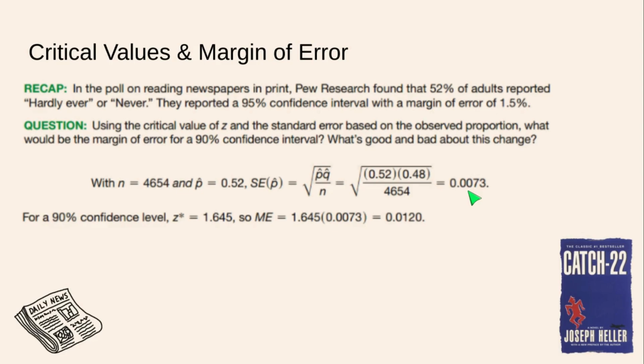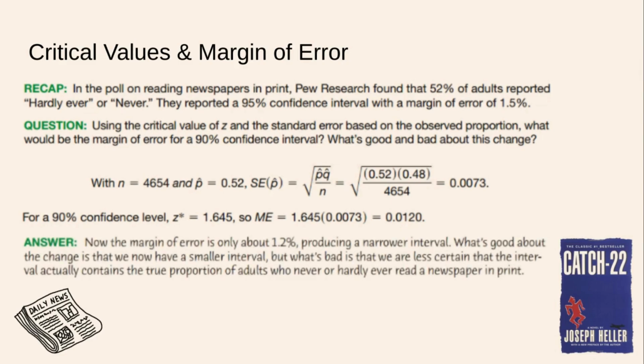0.7%. So, for a 90% confidence level, Z star is equal to 1.645, right? You'll remember some of those Z stars from one of the prior slides. So the margin of error would be Z star number of standard errors times the size of the standard error, which is going to be approximately 1.2%. So what's good and what's bad about that?